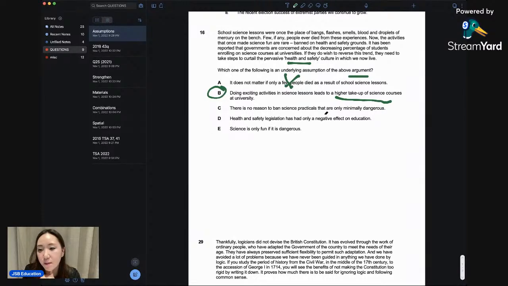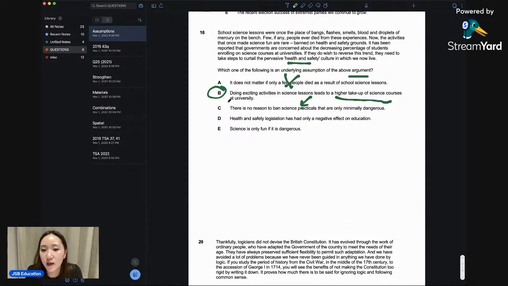So there is no reason to ban science practicals that are only minimally dangerous. Again, I hope this is really obvious to you that this can't be the answer, because, like, who cares if there's no reason? It doesn't matter, right? This is just supporting, let's do this, because who cares? There's no reason to ban it if it's only minimally dangerous. Therefore, if they do wish to reverse this trend, they need to take steps.